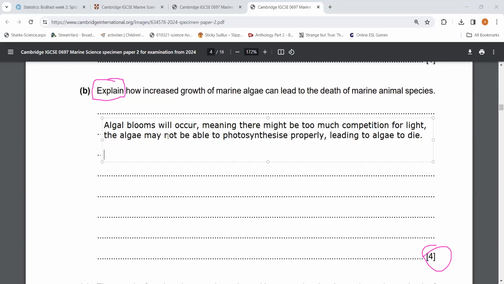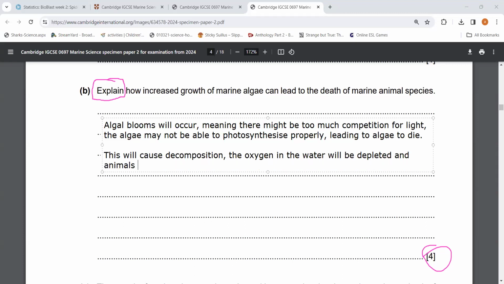This again can cause a lot of issues, because this will cause decomposition. The oxygen in the water will be depleted, reduced, or used up. And animals cannot respire without oxygen. Remember, aerobic respiration, leading to the death of marine animals. Okie dokie. So something like this, and by the way, you absolutely don't have to have written it like this.